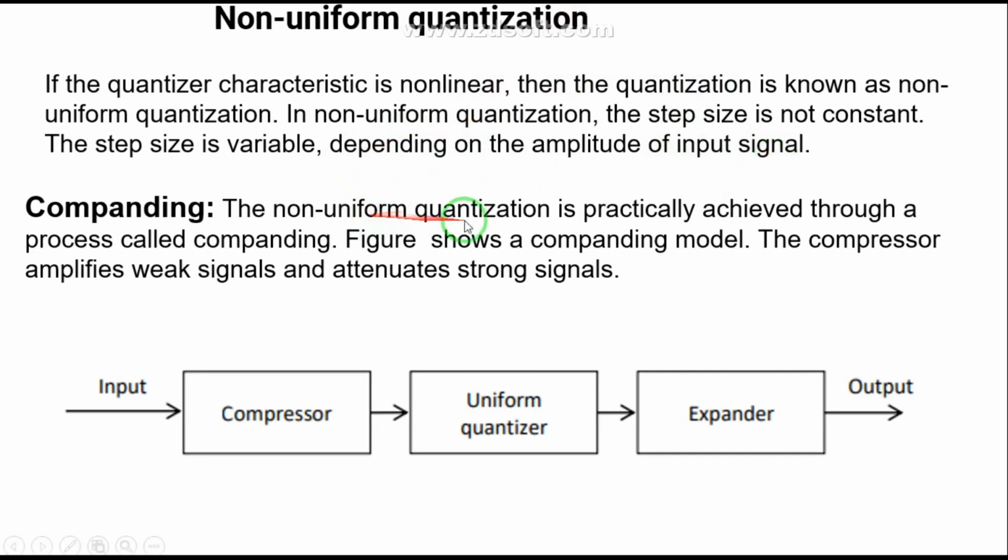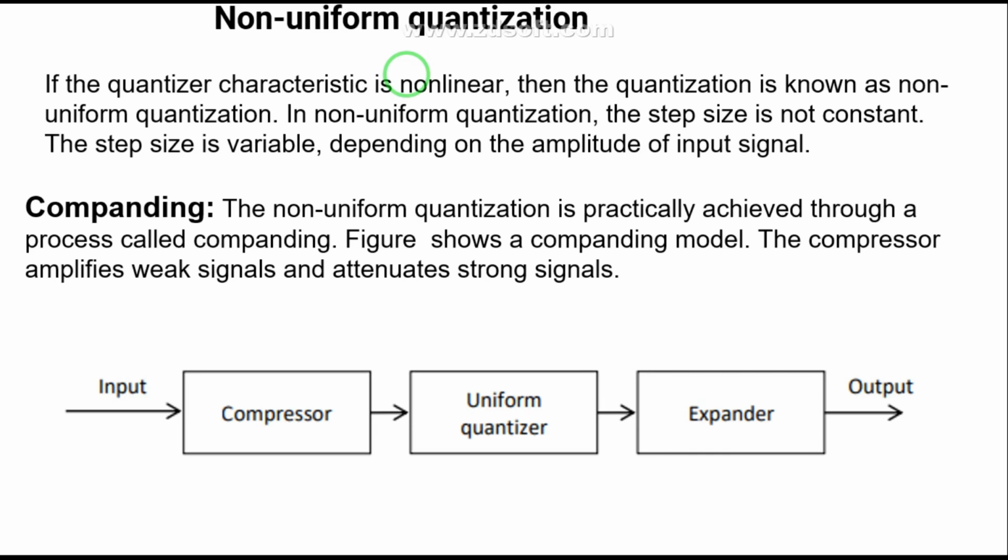So the non-uniform quantization is practically achieved through a process which is called what? Companding. And remember, companding is just non-uniform quantization. So you know why we are implementing this companding? In order to improve the signal to quantization noise ratio of weak signals, right?